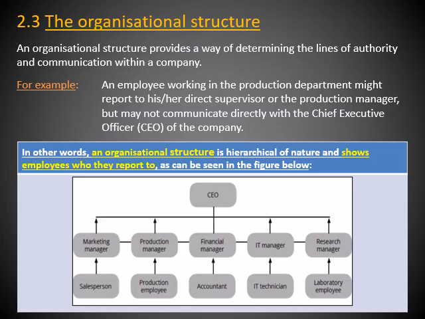But that salesperson cannot communicate directly with the CEO, who is at the top of the structure in terms of the lines of communication. So I'm quite sure that you guys get the picture now of how an organizational structure works and how it shows everybody in the company who they must report to and who their direct supervisor is. So please take note that for an organizational structure, there's a specific name or term that we use, and it's called an organogram.